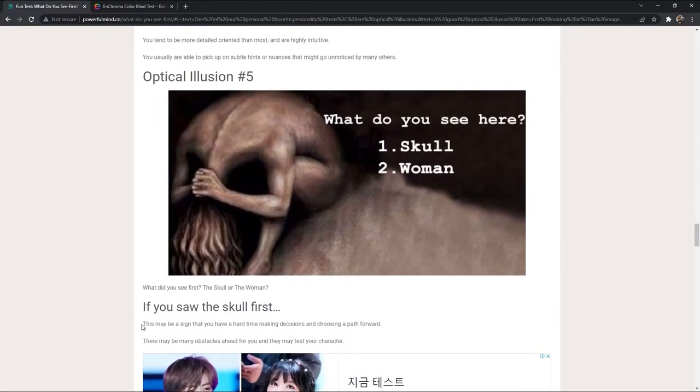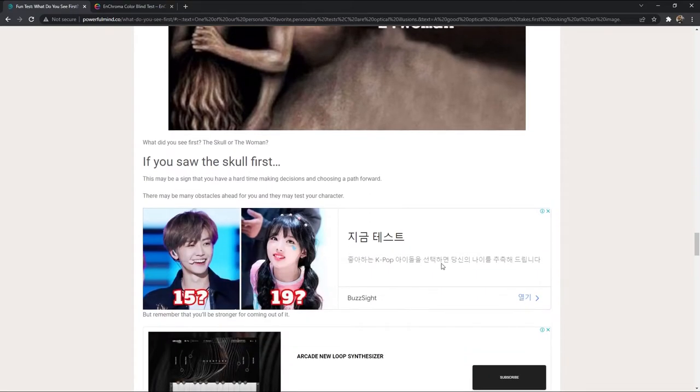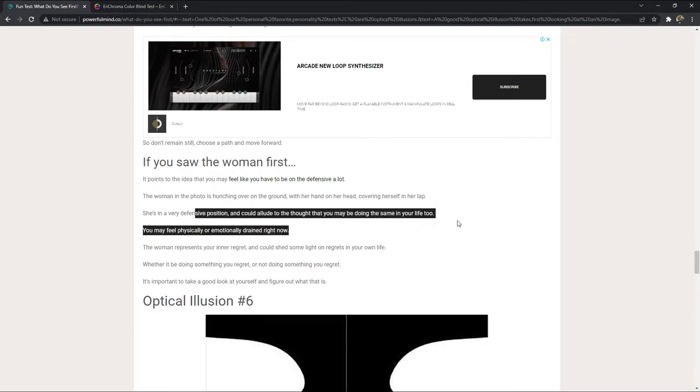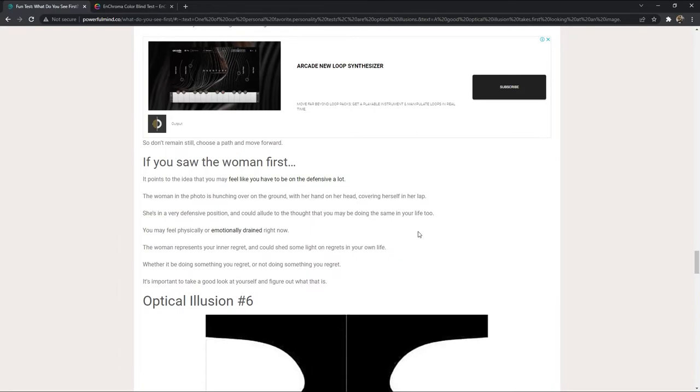If you saw the skull first, this may be a sign that you're having a hard time making decisions and choosing a path forward. There may be many obstacles ahead for you, and this may be a test of your character. If you saw the woman first, it points to the idea that you may feel like you have to be defensive a lot. The woman in the photo is hunching over to the ground with her hand on her head, covering herself in her lap. She's in a very defensive position. This is an English essay. Agreed. And it could allude to the thought that you may be doing the same in your life too.